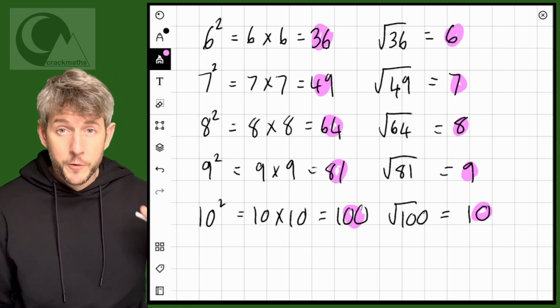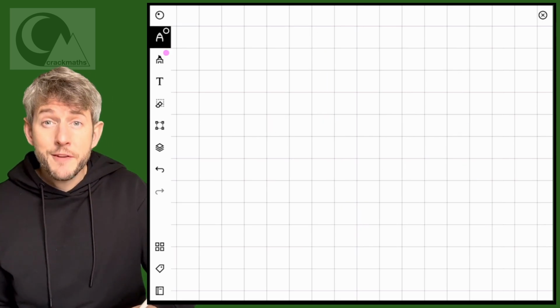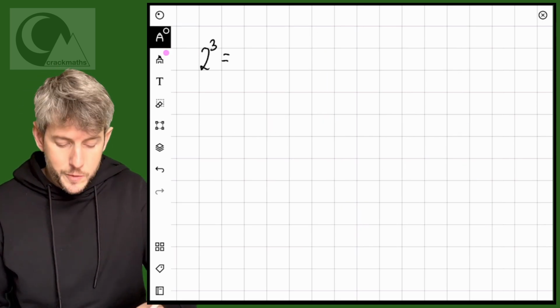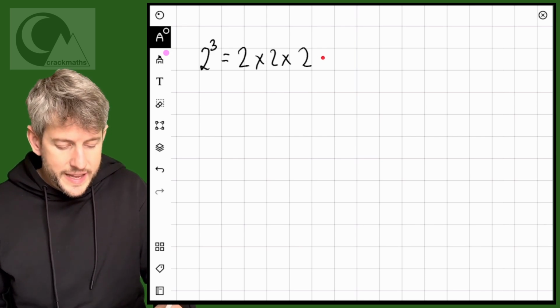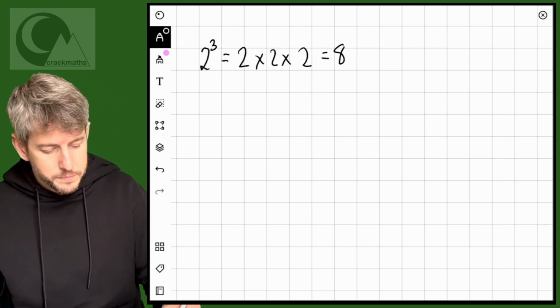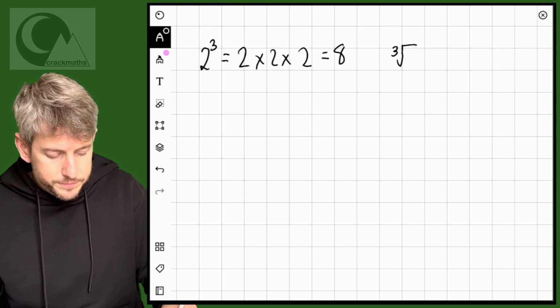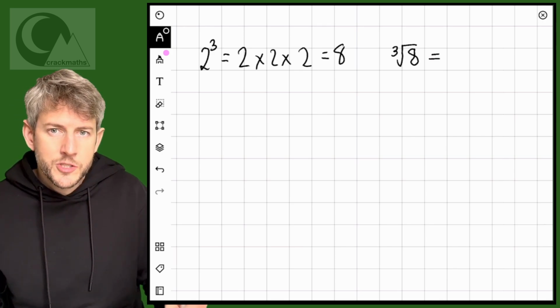Let's now have a look at cube roots. Say, for example, I had 2 cubed. Well, 2 cubed is 2 times 2 times 2, and that equals 8. If I want to get back to the 2, what I need to do for this one is use a thing called the cube root. So the cube root of 8 would be 2.